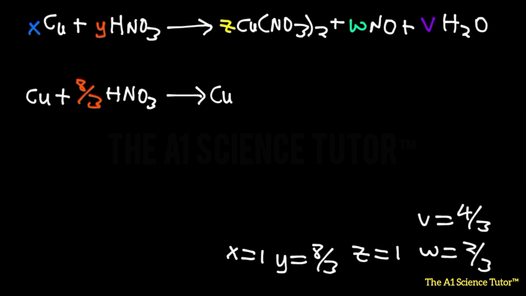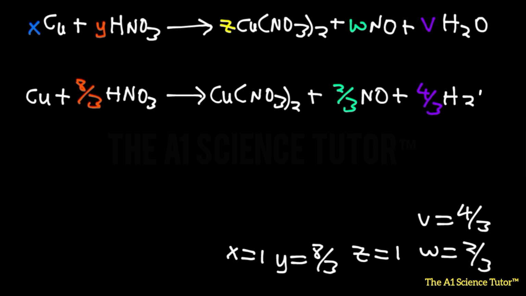So that will be a copper nitrate. W is equal to 2/3. So that will be NO. And then V is equal to 4/3. So that will be 4/3 of H2O.